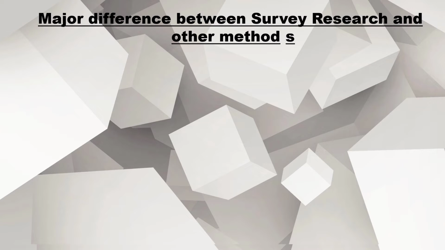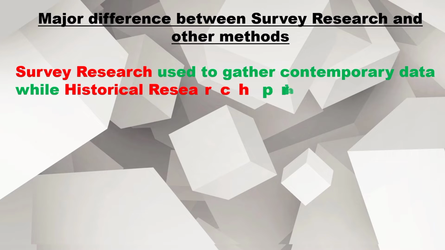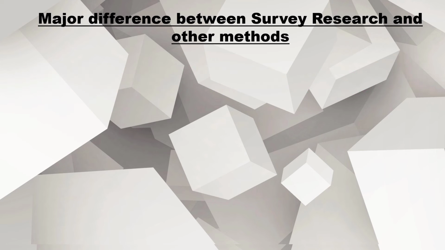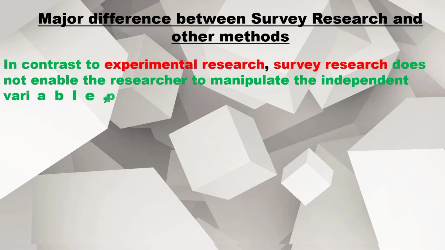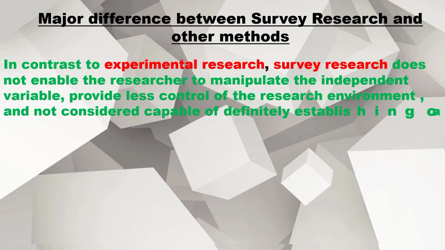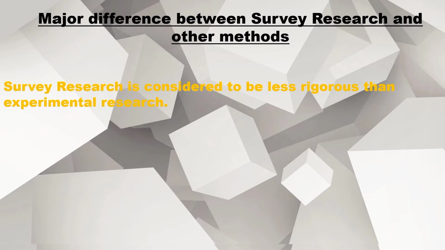Major differences between survey research and other methods. Survey research is used to gather contemporary data, while historical research is primarily concerned with past data. In contrast to experimental research, survey research does not enable the researcher to manipulate the independent variable, provides less control of the research environment, and is not considered capable of definitely establishing causal relationships. Survey research is considered to be less rigorous than experimental research.